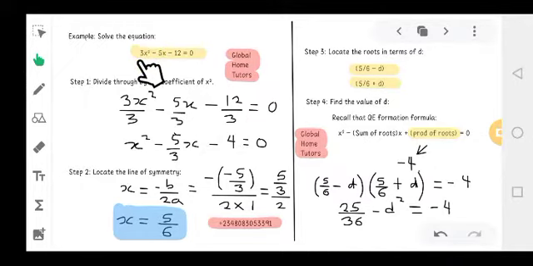Positive 1. Okay. Now, step 1 is to divide through by the coefficient of x squared, which is 3. So we divide through by 3: 3x squared over 3, minus 5 over 3, minus 12 over 3. Then we have this.